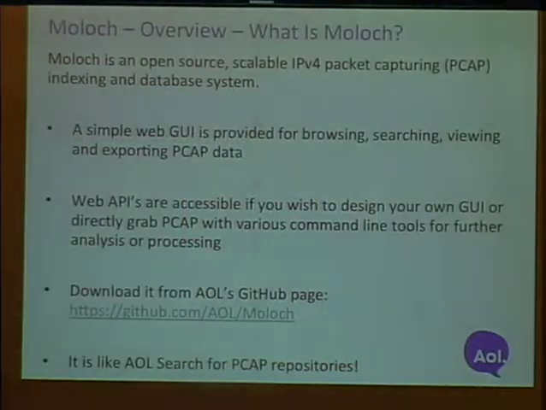All right. So for Moloch, for the overview, what is it? Well, it's just an open source, scalable, IPv4 only at the current time, indexing and database system for PCAP. It provides a simple web GUI for browsing, searching and exporting the PCAP data, along with web APIs that you can access to pull back JSON encoded SPI data that we generate, and also the PCAP itself. You can download it from AOL's GitHub page, and it's basically like AOL search for PCAP repositories.